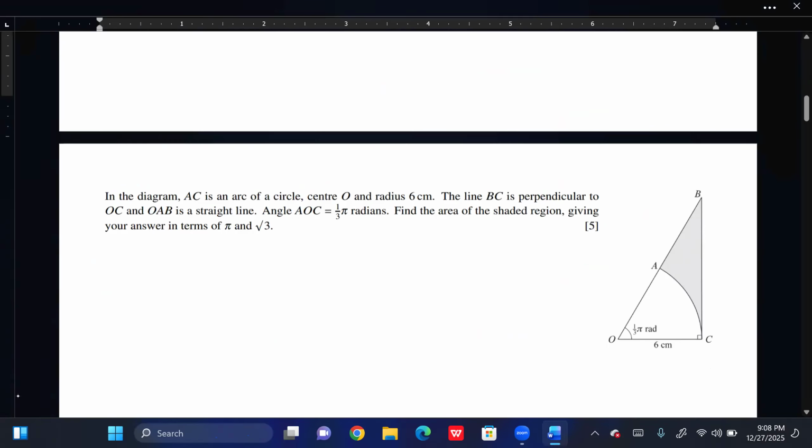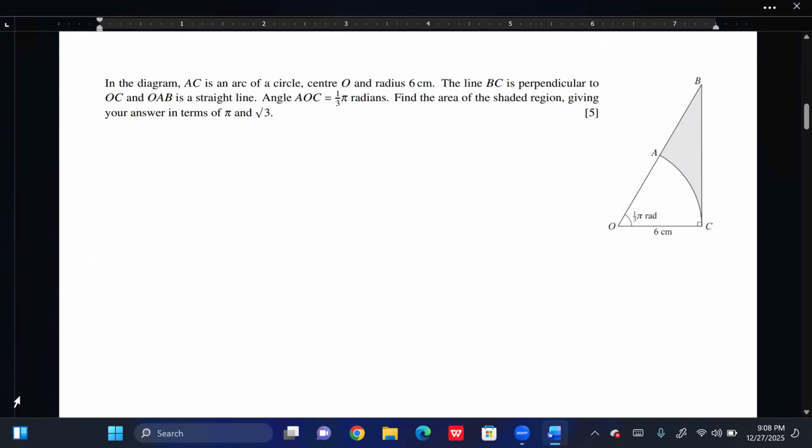So let's take on the next question. Circular mirror. In this question, they mention here that we have a diagram. Yes, we have a sector. As you can see, AC is an arc of a circle with center O.